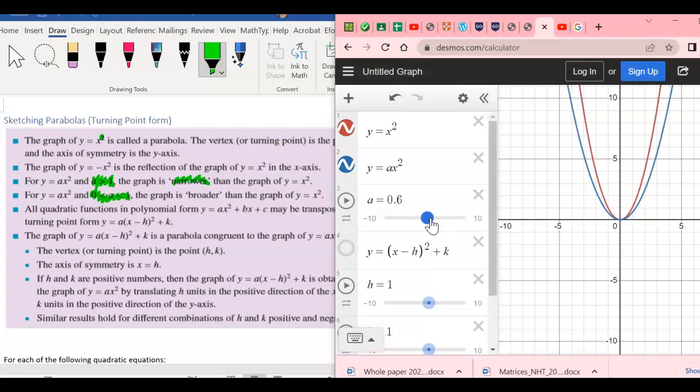Whoops, we don't want to go that wide. All right, so it's just getting wider and wider. So 0.3 is a number between 0 and 1. Now, if I keep going to 0, there you can see it's a straight line on your x-axis.